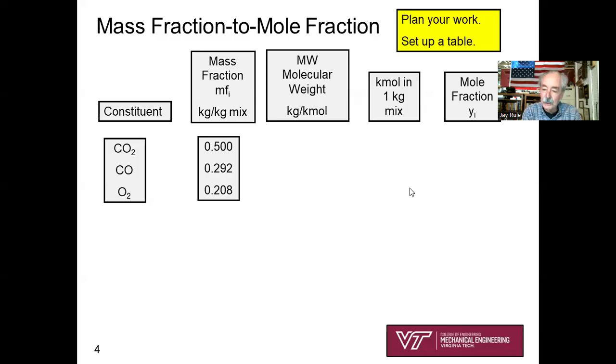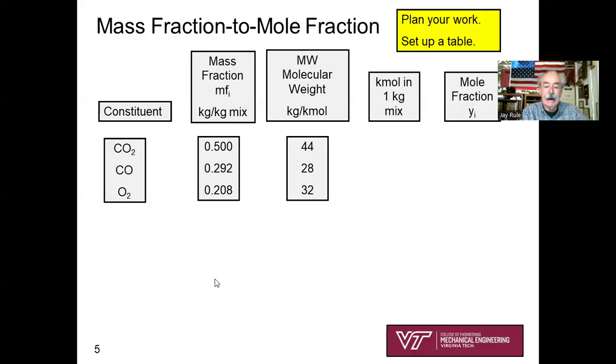Okay. Then you're going to write down the molecular weights that you should be able to get right off the top of your head. You'll write those down in that column. And the units are going to be kilograms per kilomole. The next column is going to be kilomoles of each constituent in 1 kilogram of mixture. I'll show you how to populate that in a second. And then finally, what we're praying for is the mole fraction Y sub I. It's dimensionless.